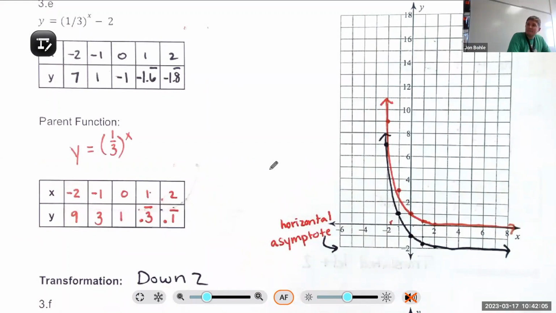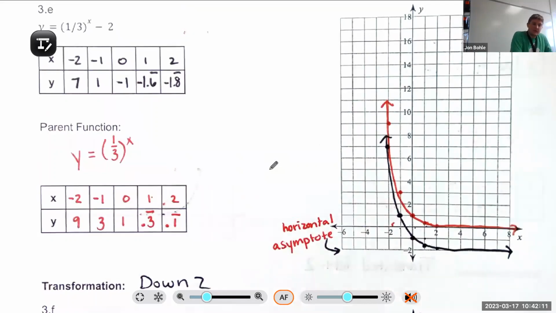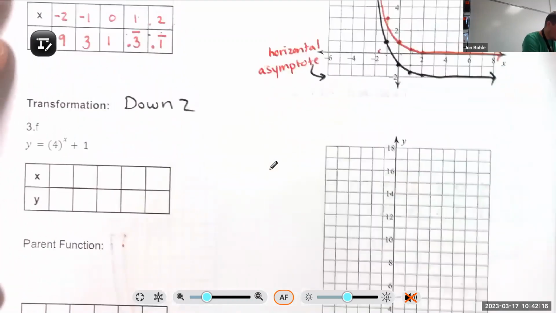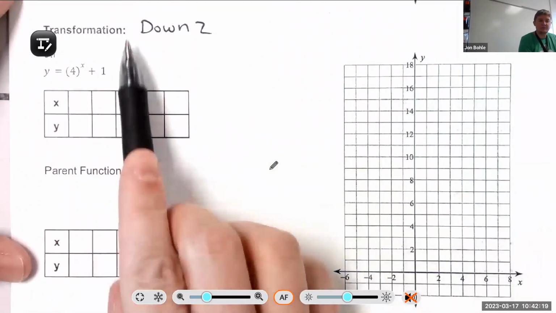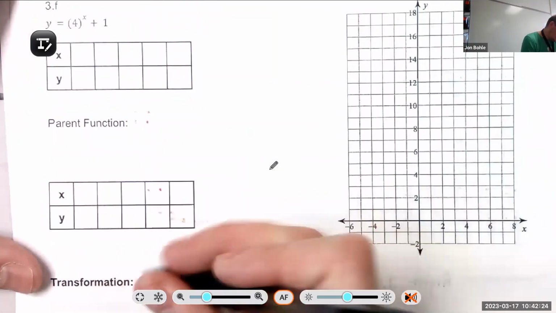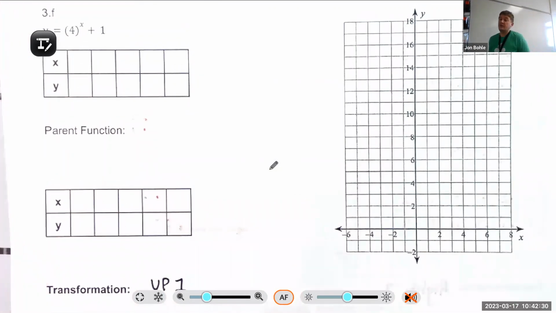Okay, any questions about that? So a -2 outside of the exponent here moved it down 2. Knowing that, what do we think a +1 is going to do to my graph? How much? Okay, so we think that this is going to be moved up 1. And so this is the power of knowing these transformations. If you know these transformations, you kind of don't have to graph the parent function because we already know the transformation. We use the parent functions to identify the transformations, but once you start to know them, you don't have to graph the parent function.